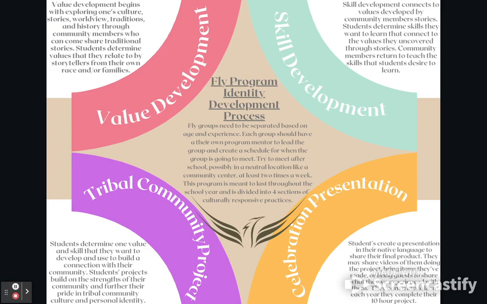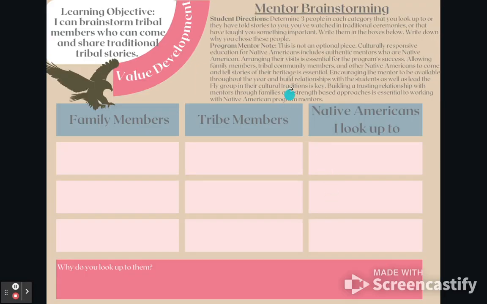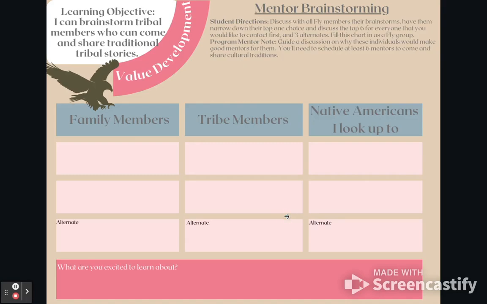This is how each step of the process will look. As we know, one of the top coded themes was building relationships with mentors and tribal members. Students will brainstorm tribal members who they want to come and share their tribal stories in these 3 categories. This is an individual page that we'll work on. Then, as a whole group, they'll determine the 6 mentors they want to invite to be a part of their program and some alternatives in case those mentors do not want to participate or are not able to.